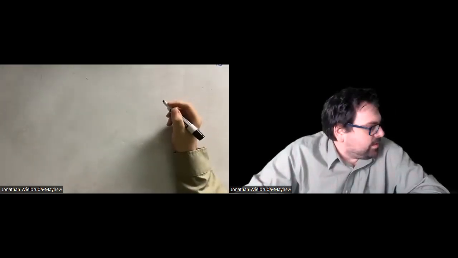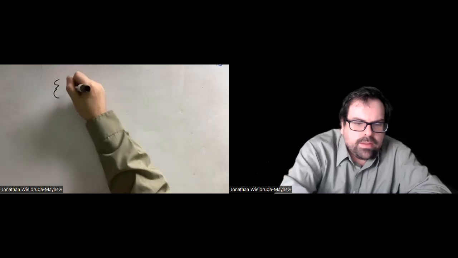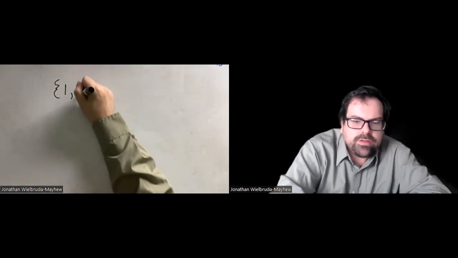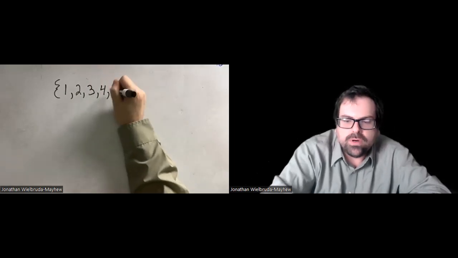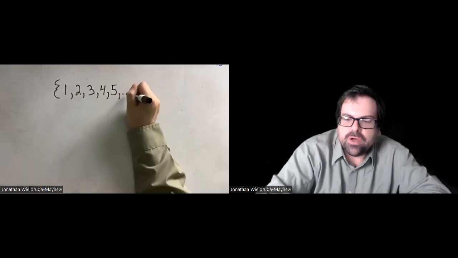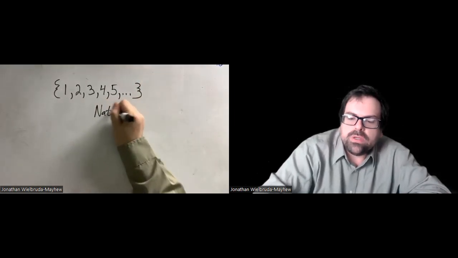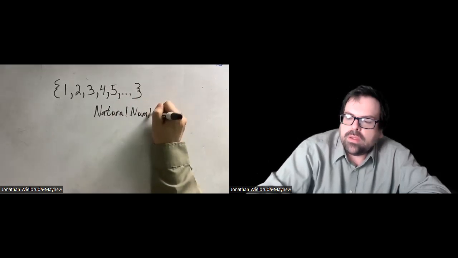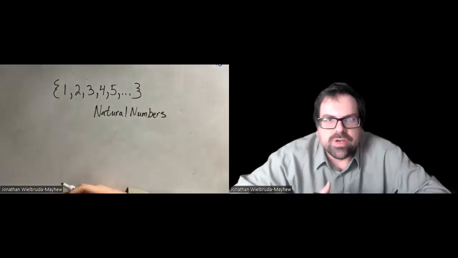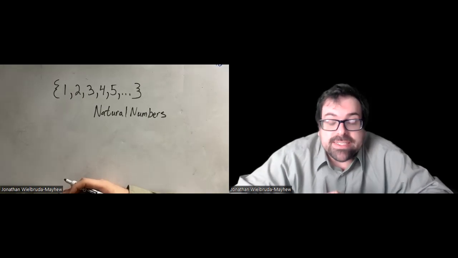So let's begin by talking about some different types of numbers. The set 1, 2, 3, 4, 5, and so on and so forth are known as the natural numbers. Natural numbers are numbers that you might expect the count on Sesame Street to say.